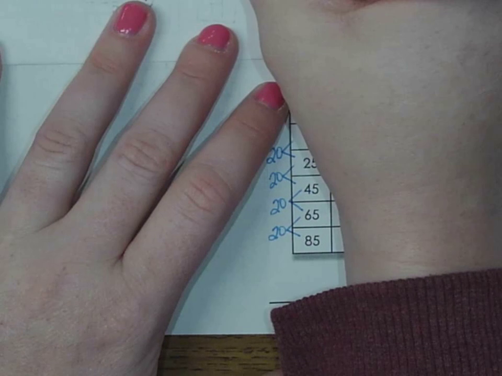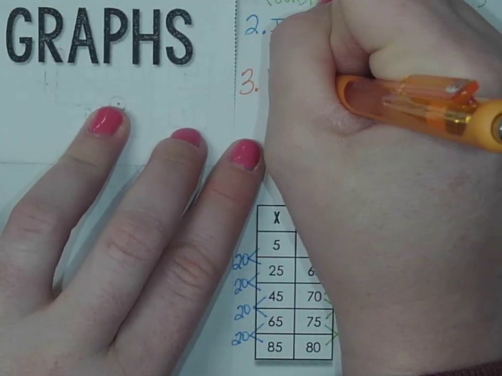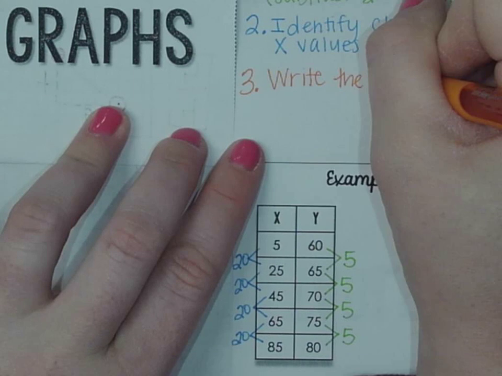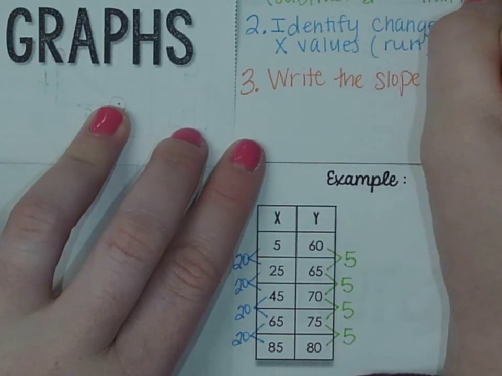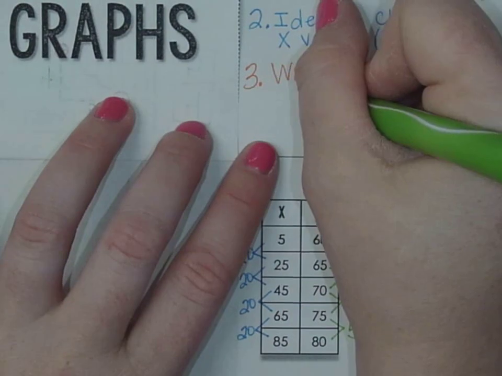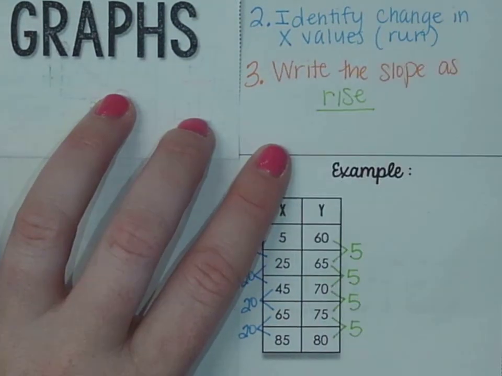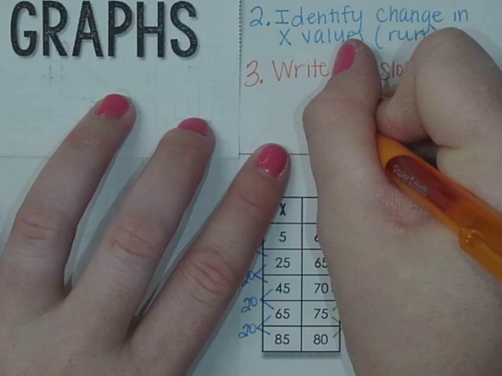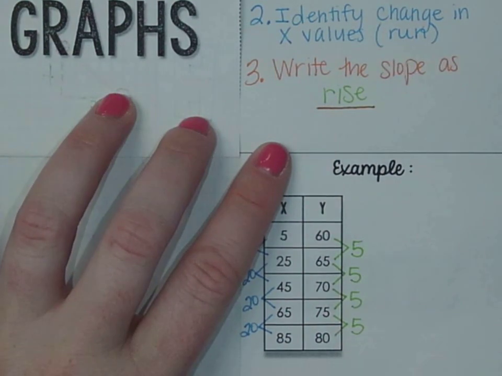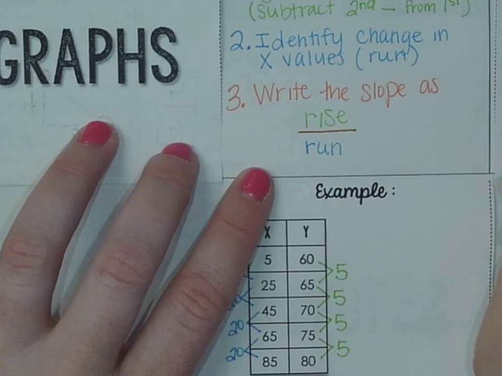Third step, write the slope as rise over run. Sorry, that should have been orange.